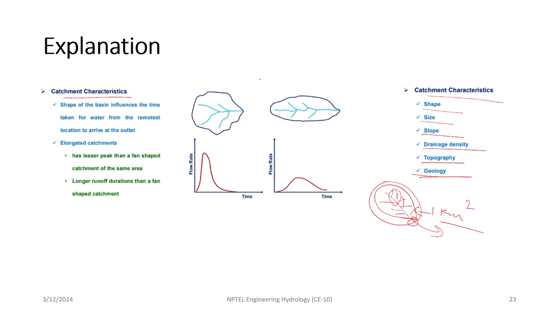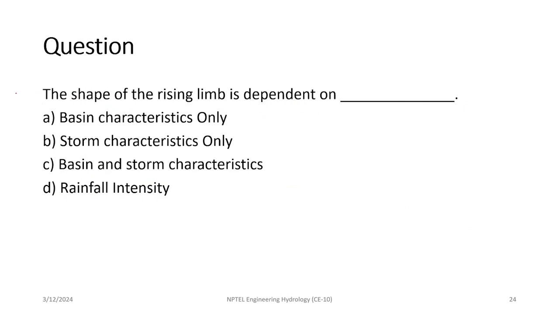So from this picture you can have one idea: if we have an elongated kind of basin or catchment, then duration is always high and peak is always less. If we have a nearly circular kind of shape, then peak is always high at minimum time, and duration is very minimum. So this is the thing mentioned here. The next question here is: the shape of the rising limb is dependent on.